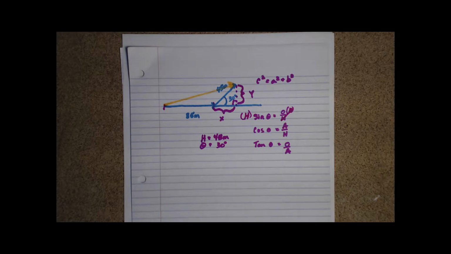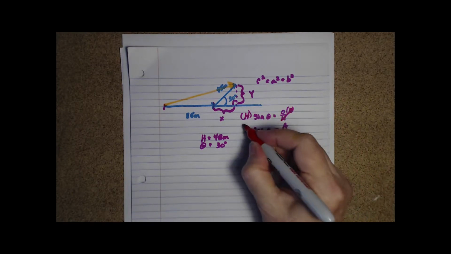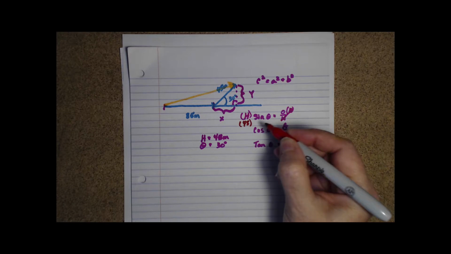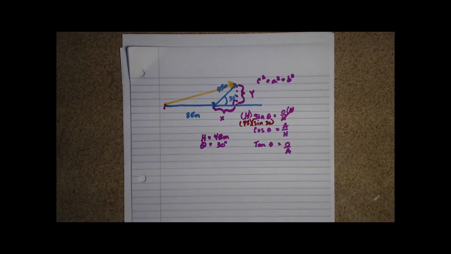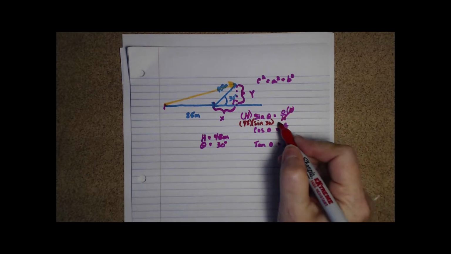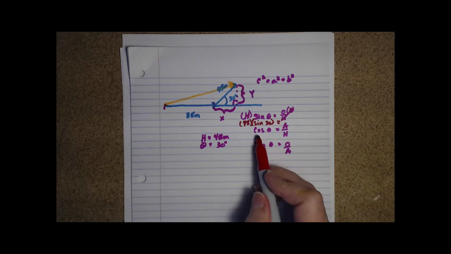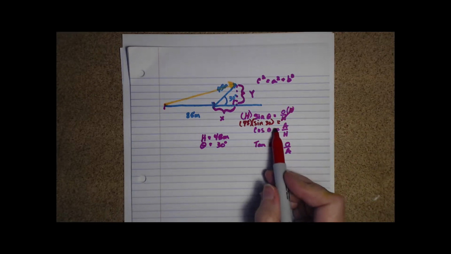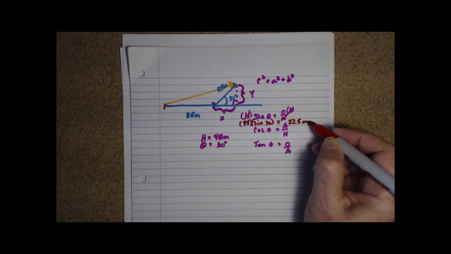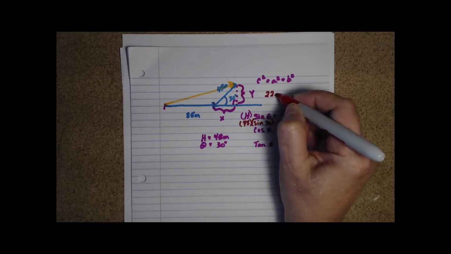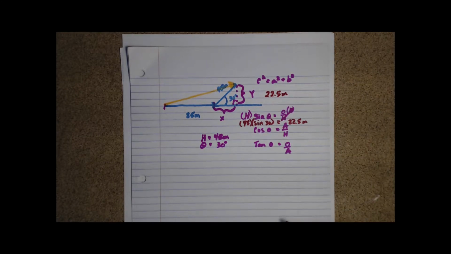So in this particular case, my hypotenuse is 45 times the sine of 30, which is my known angle. When I enter that into the calculator, make sure your calculator is set to degrees. When I enter this into the calculator, I get a value of 22.5 meters. So my vertical side is 22.5 meters.